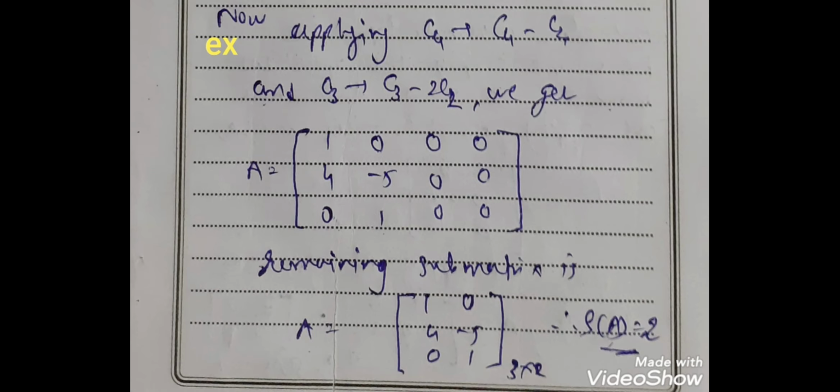So now we get the matrix A which contains the elements 1 0 0 0 in the first row, 4 minus 5 0 0 in the second row, and 0 1 0 0 in the third row. Here the third and fourth columns can be cancelled. Then we get 1 0, 4 minus 5, and 0 1, which is of order 3 by 2. Now how can we say that the rank of this matrix is 2?